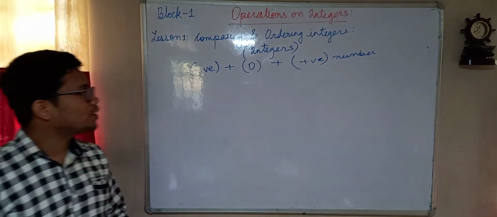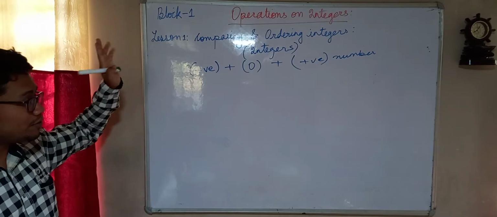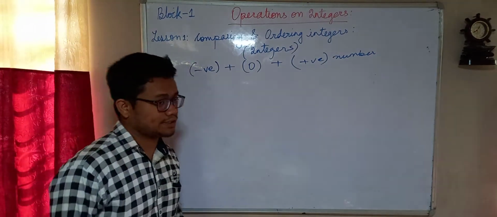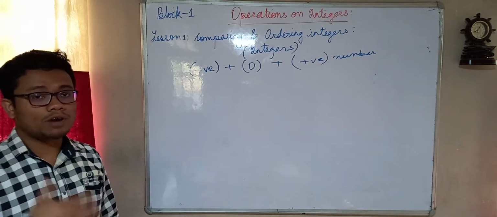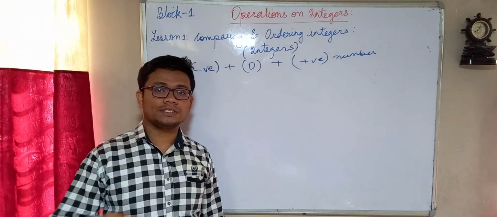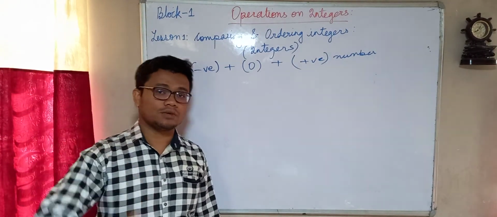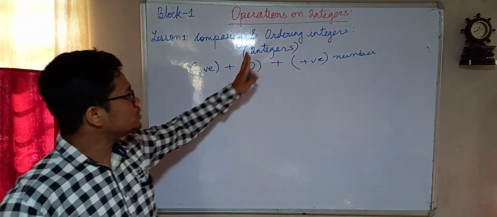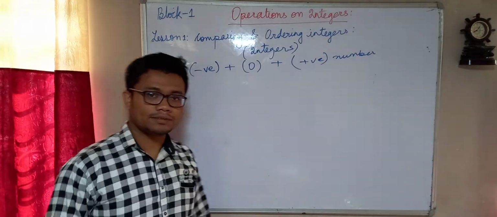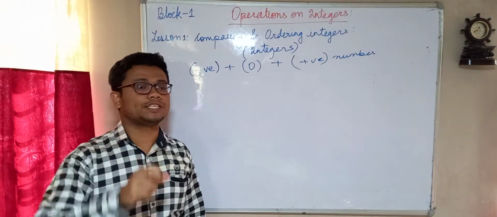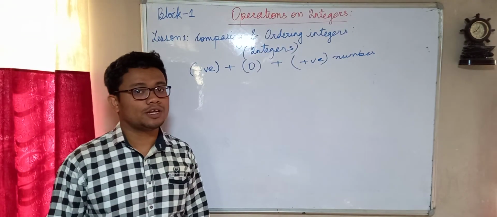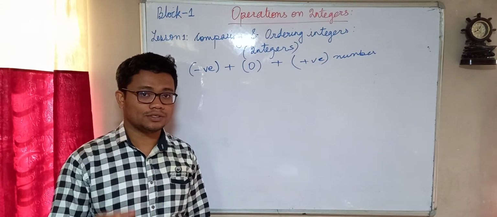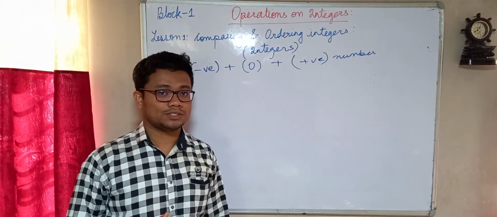So today what we are going to discuss is how to compare any two integers, on the basis of which number is bigger and which number is smaller. Very simple topic. Then we will also be ordering integers. Obviously, once you know which number is bigger and which is smaller, you can easily order them into ascending and descending order. That is what we are going to discuss today.